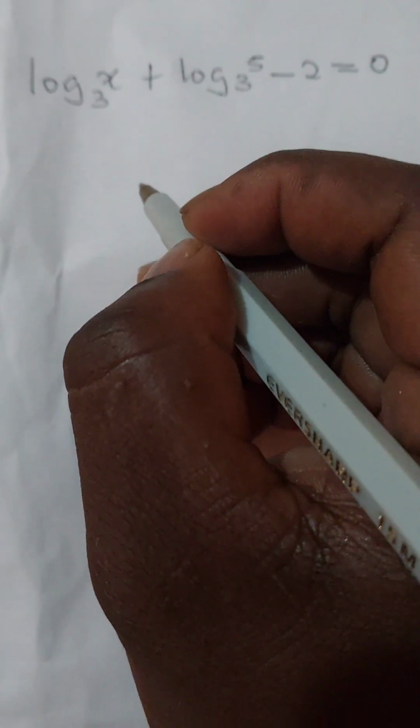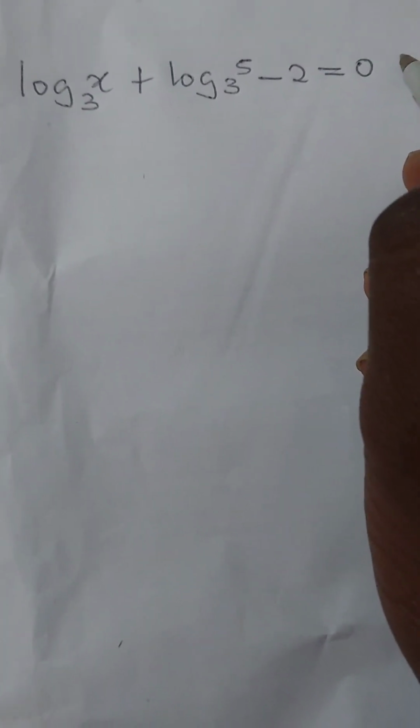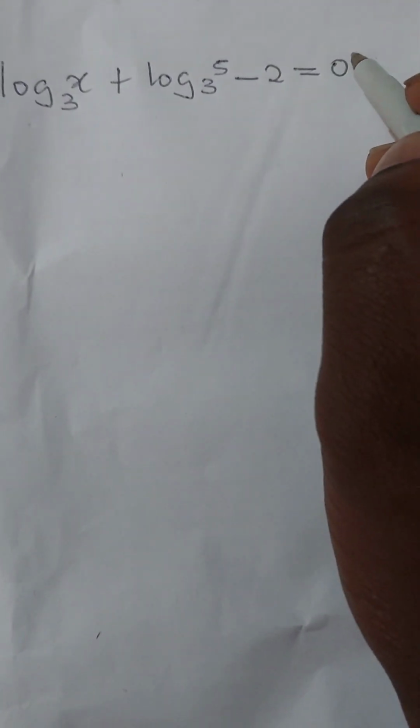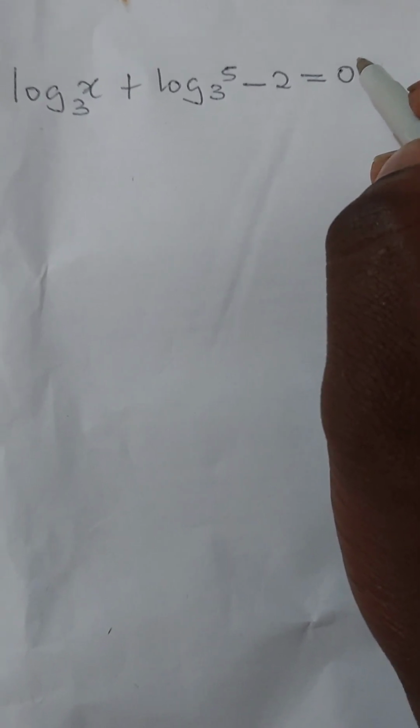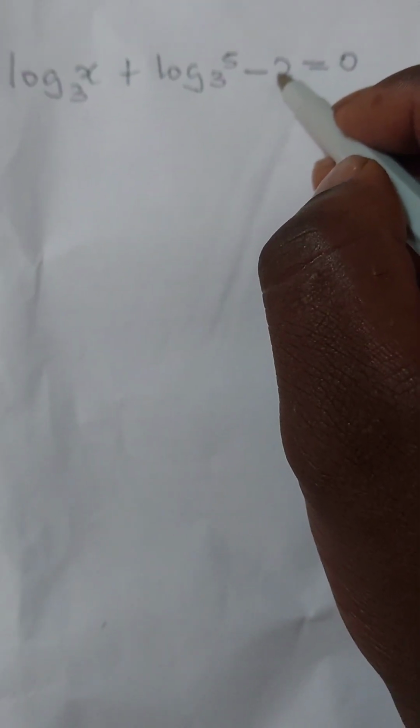The first thing we are going to do is to rearrange the equation so that everything that has got log remains on one side, and the other terms that do not have log will be on the other side. So what we can do is to take this to that side, and whenever a number crosses an equal sign, its sign changes. In this case we have minus 2, it becomes 2.